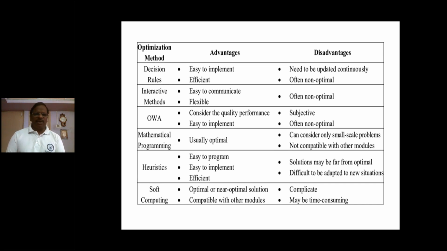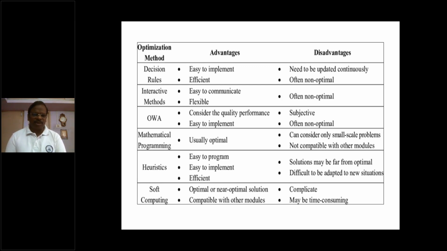OWA is another algorithmic approach. It considers quality performance, so quality is carried out very well and it is easy to implement, but it is subjective and non-optimal. It also gives non-optimal results, with subject-oriented information alone. Then mathematical programming.